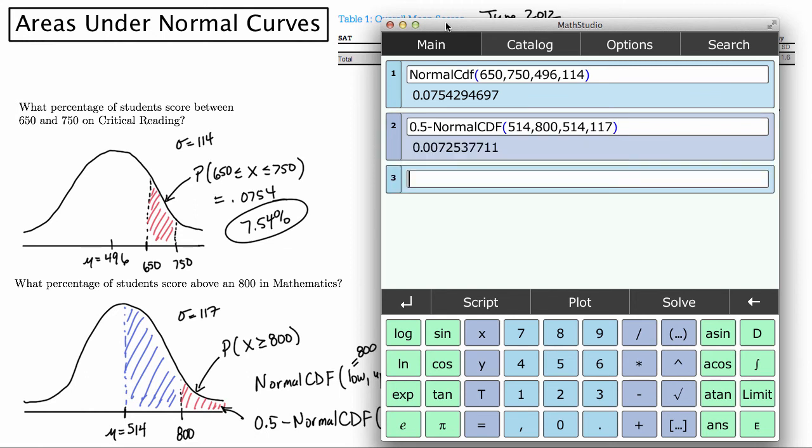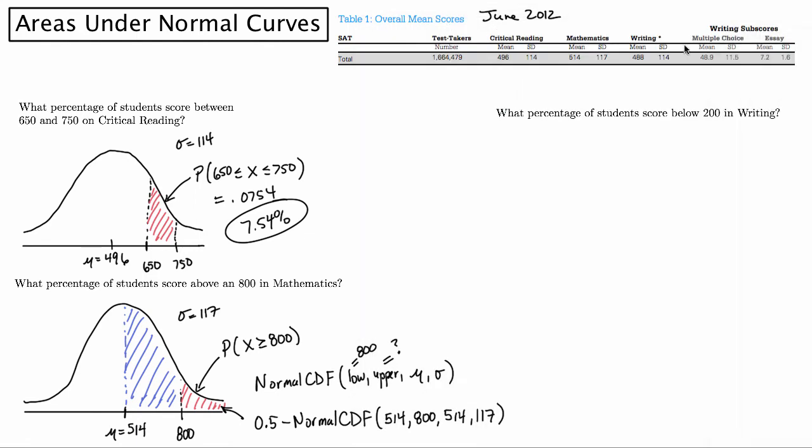And so we've calculated that to be a very small percentage of people, 0.00725, which is approximately 0.725%. So less than 1% of people score 800 or above.